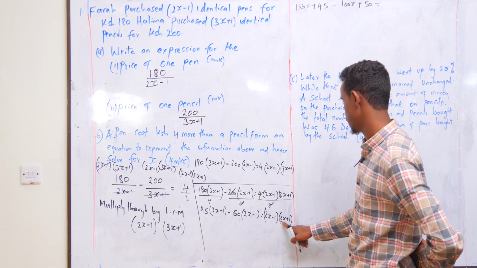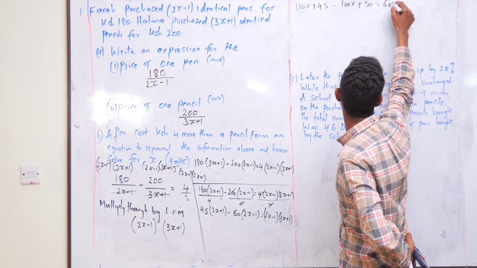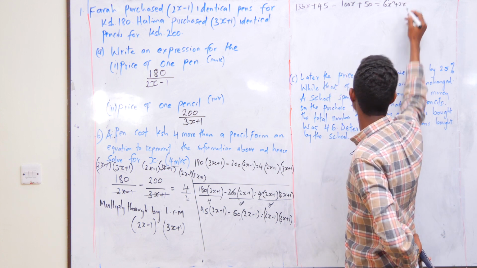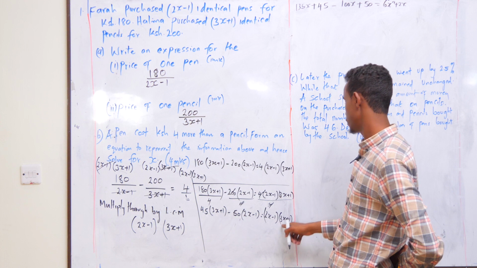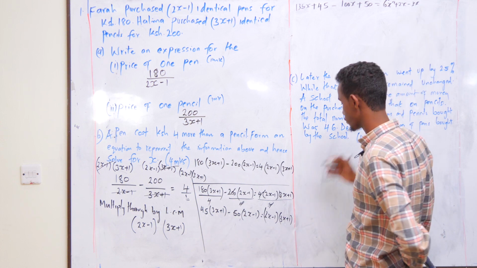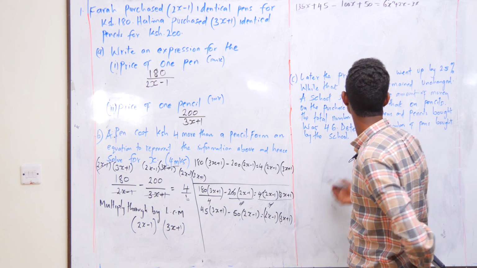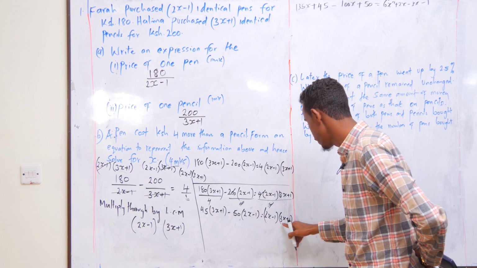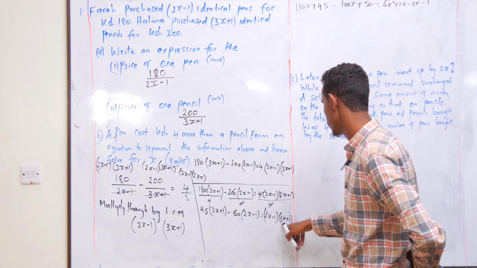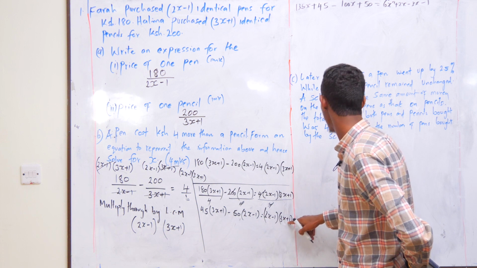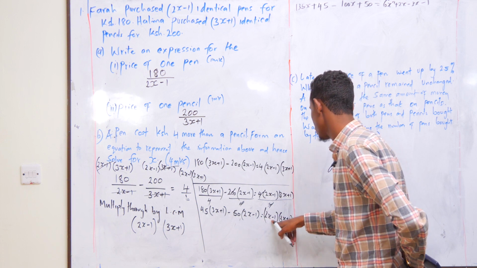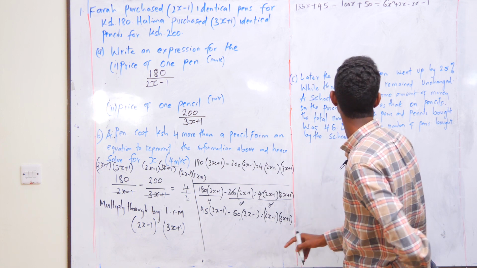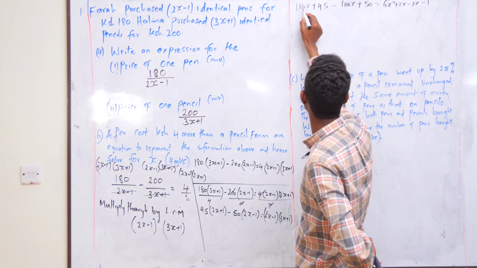2x times 3x, that is 6x squared. Now 2x times 1, plus 2x. Minus 1 times 3x, minus 3x. Minus 1 times minus 1... no, minus 1 times positive 1 is minus 1. Now let's finish up here, like terms together.